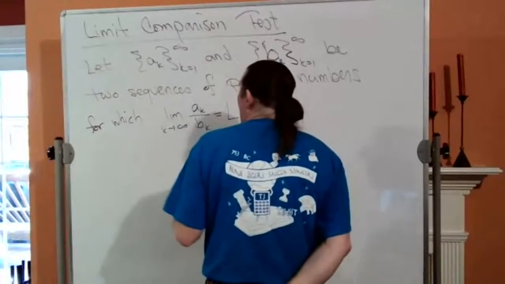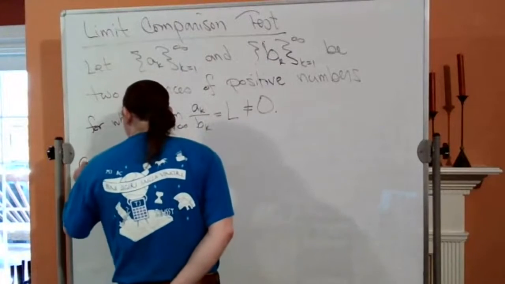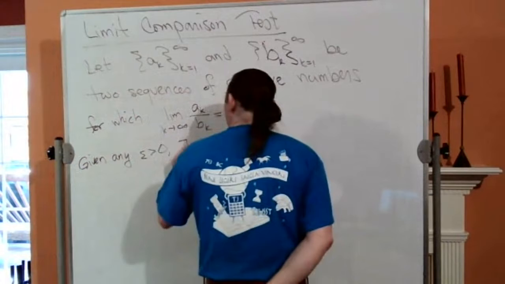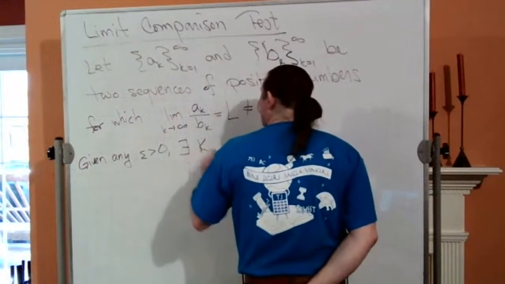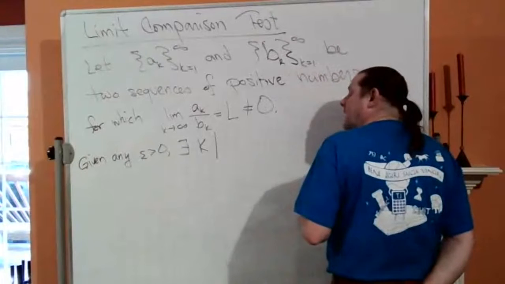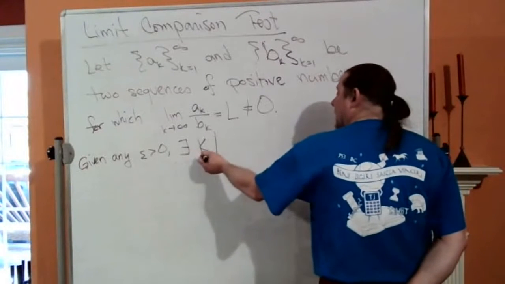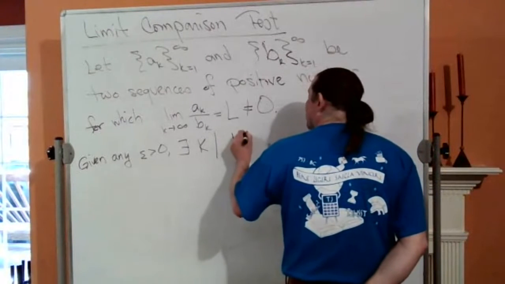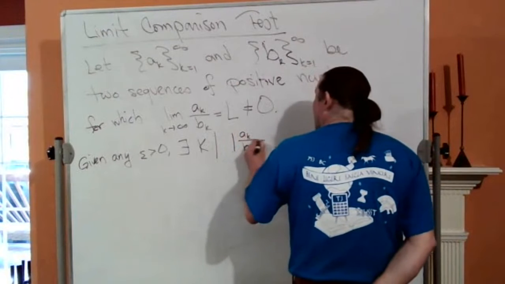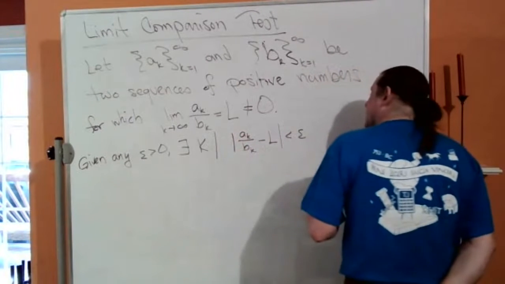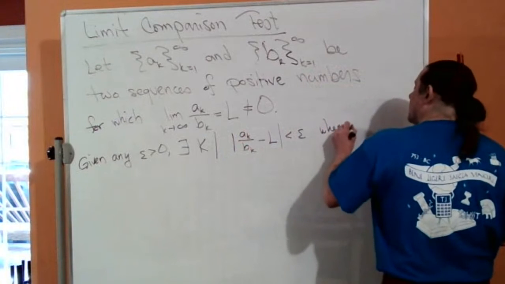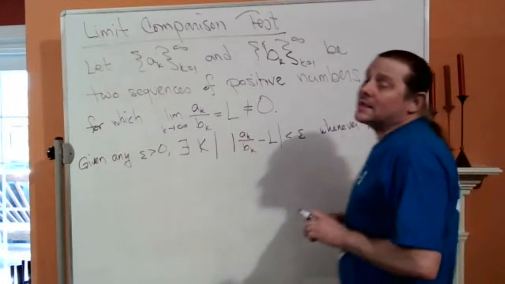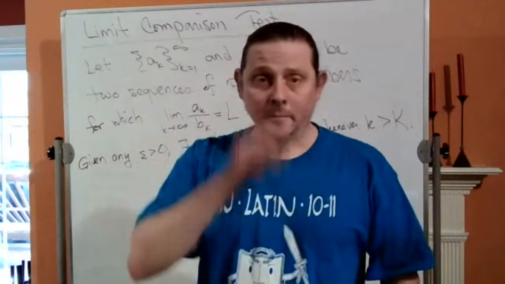Okay? So that means, given any epsilon greater than 0, there exists a capital K such that the absolute value of AK over BK minus L is less than epsilon whenever k is greater than capital K. That's what that limit means.